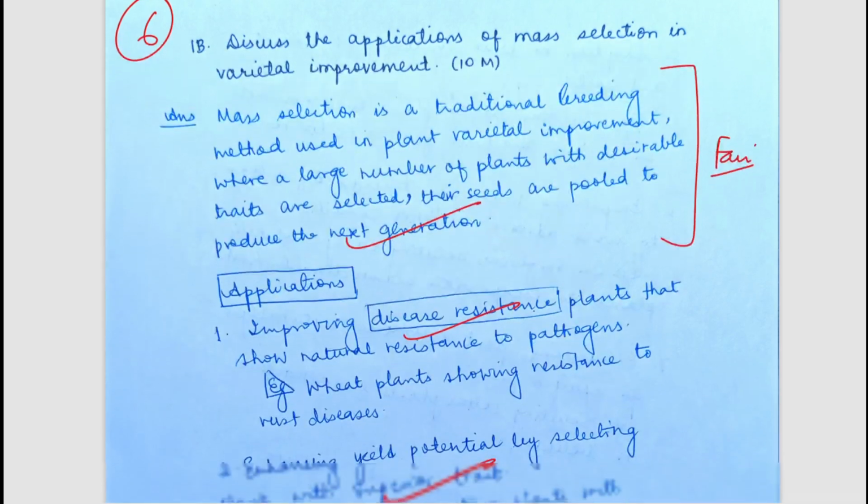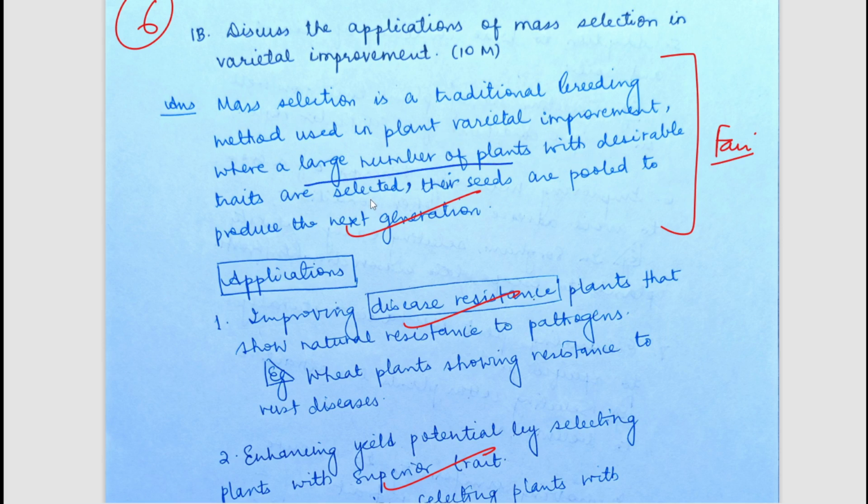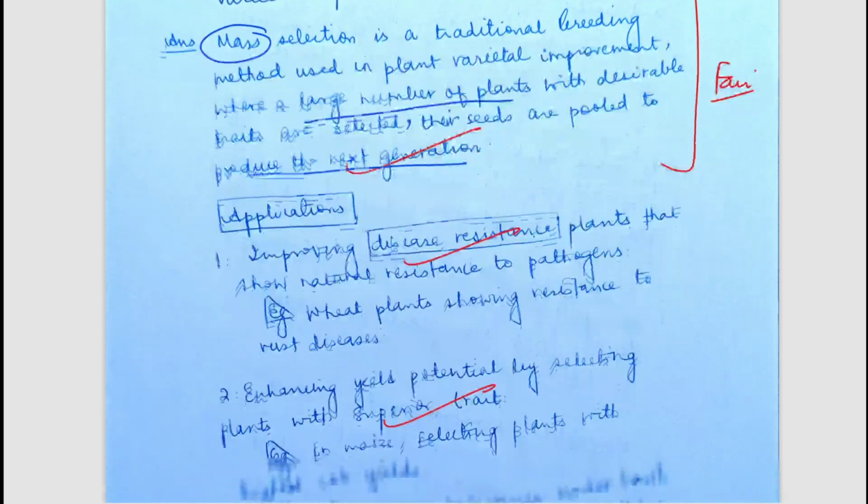The second question was, discuss the applications of mass selection in varietal improvement. So what is mass selection? It is the method used in plant varietal improvement where a large number of plants with desirable traits are selected. Their seeds are pooled to produce the next generation. So the name suggests mass selection, that is, we are taking a large number of plants here. So what are its applications?